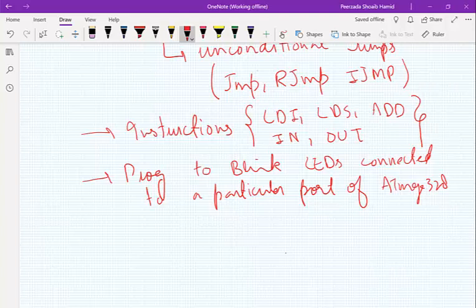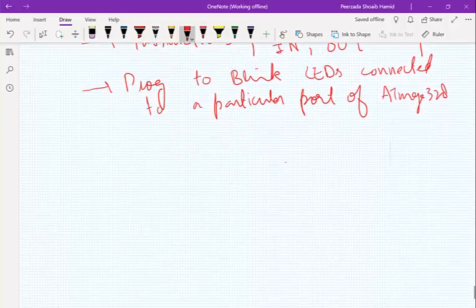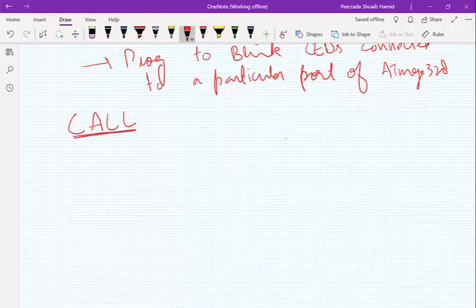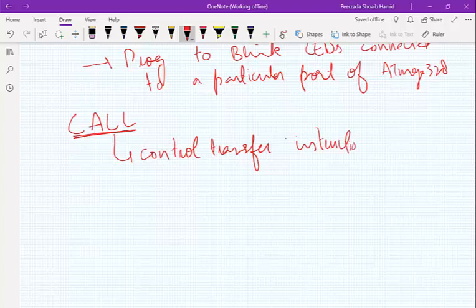Before discussing more things related to the input and output of the Atmega 328 microcontroller, we must first discuss call instructions. Call, as was the case with jump instructions, is another control transfer instruction, which is used to call a subroutine.